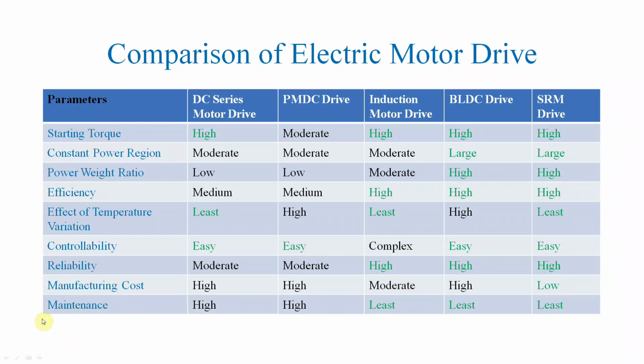If we think about maintenance, the maintenance of DC motors is high due to the commutator and brushes, but the induction motor is rugged and the maintenance cost is less, as we know. The same goes for the BLDC motor and SRM motor; the maintenance costs are less.